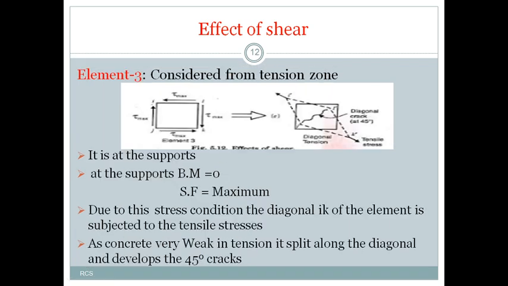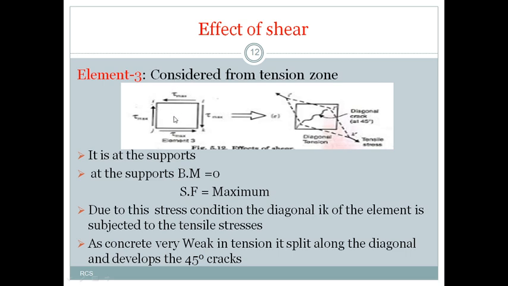Right. Now coming to your third element. This third element was considered at or near the support. As per the boundary condition of the simply supported beam, at the support the bending moment is equal to 0 and shear force will be maximum. So due to this stress condition, if you observe this element, which I represented with ILJK, because of only shear force acting on the beam, this I and K try to move away from each other. That means there will be a tensile force induced because of shear force.